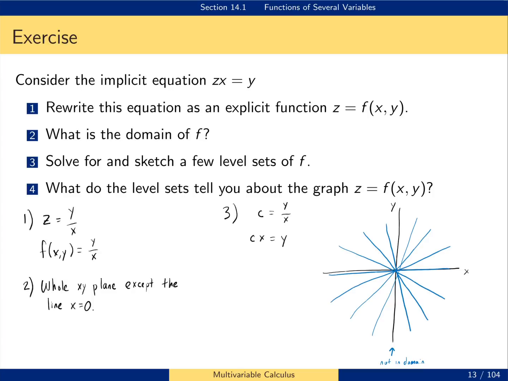What does this tell us about the graph? It suggests that if we start at this level and go around this way, we will reach higher and higher levels, as these are higher and higher slopes. And the same is true here. This is a low level, and if we go this way, we reach higher and higher levels.